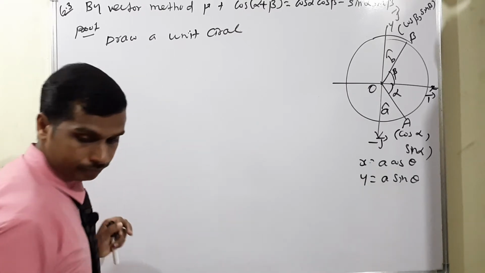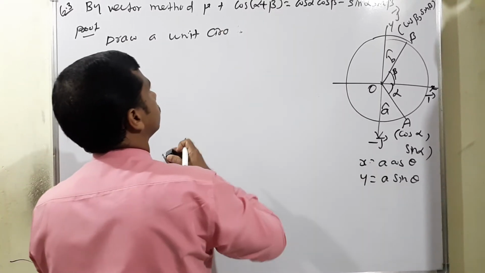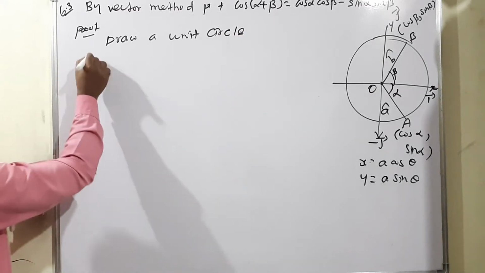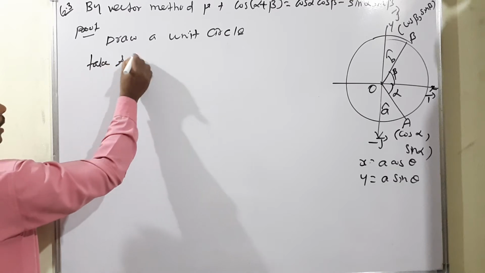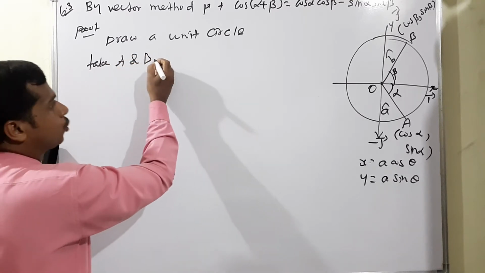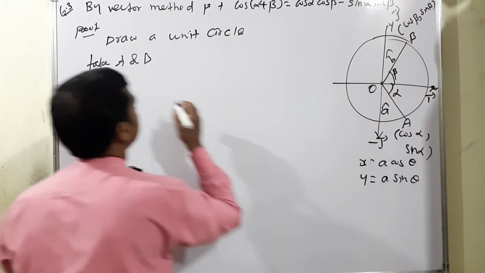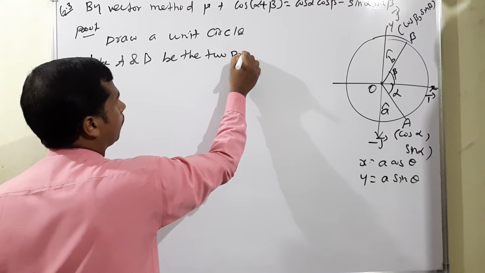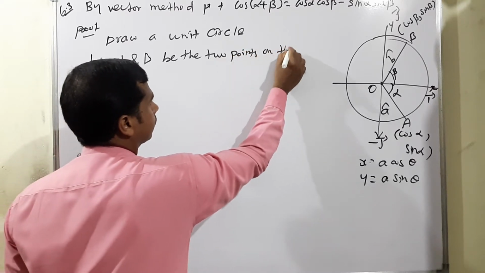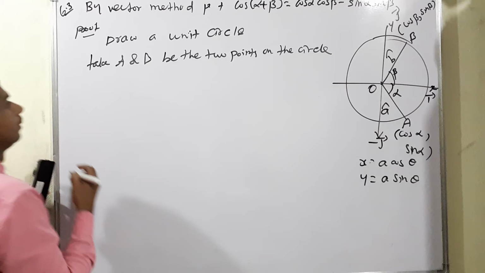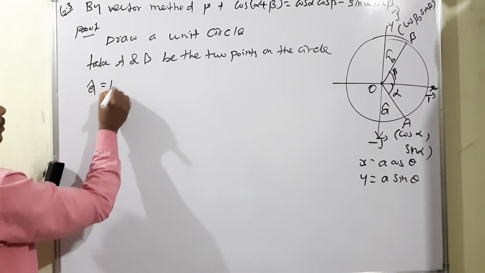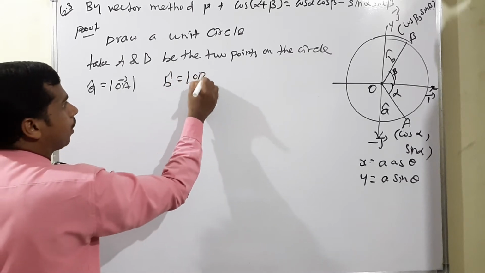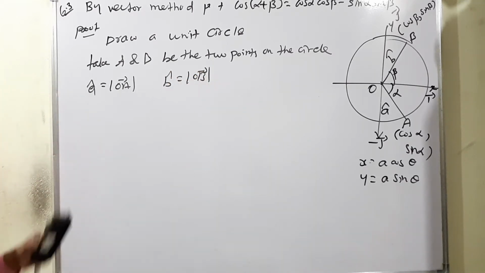Unit circle, isn't it? Draw a unit circle. Let A and B be the 2 points on the circle. Then we already know the meaning: A cap means the unit vector, modulus of the OA vector. Then B cap means the modulus of the OB vector.